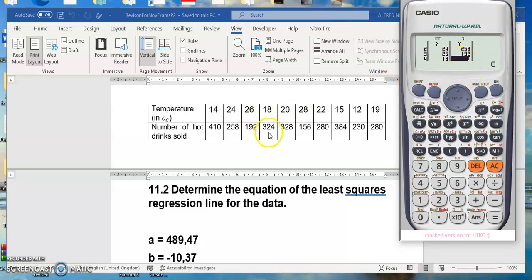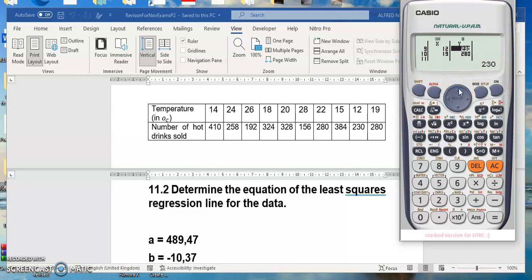Then 18 is 324. Then 20 is 328. Then 28 is 156, equal. Then 22 is 280. Then 15 is 384. Then 12 is 230. Then 19 is 280. We are done. You cross check.